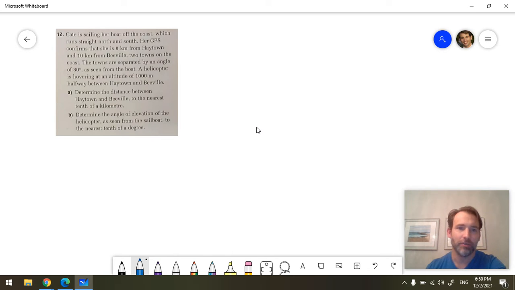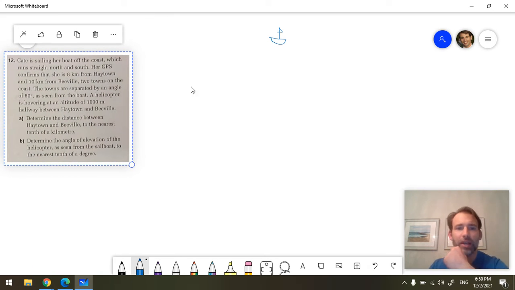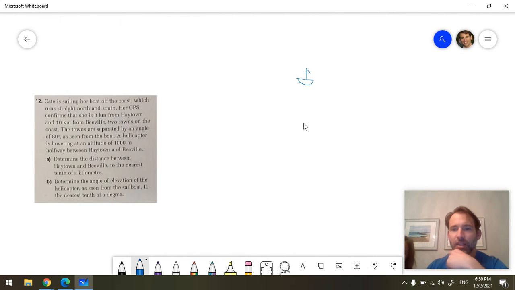So here's Kate. Kate is in her boat off the coast, so you'll draw a picture of her boat. We'll put her boat here. This coast runs straight north and south. I thought the coast was to the south of her. Yes, and she notices that she is 8 kilometers from Haytown and 10 kilometers from Beeville.